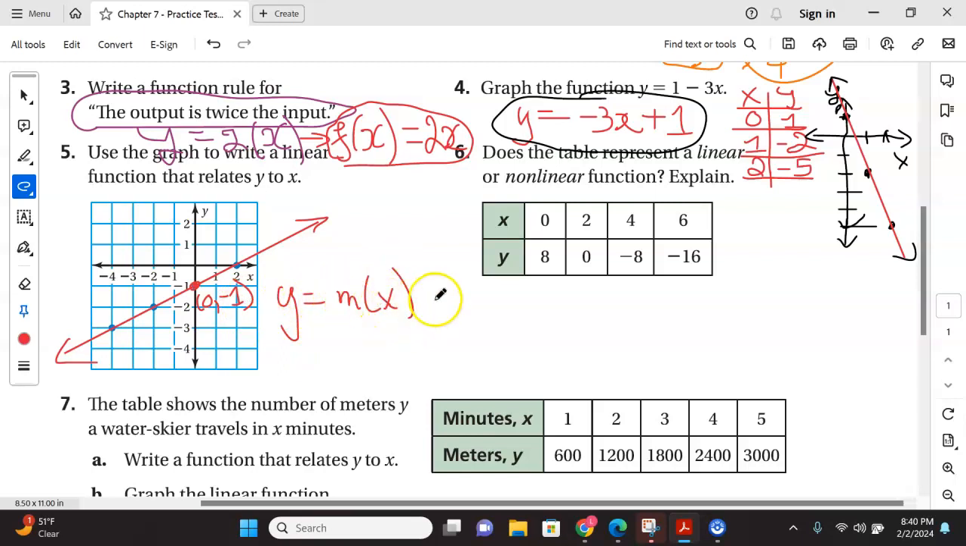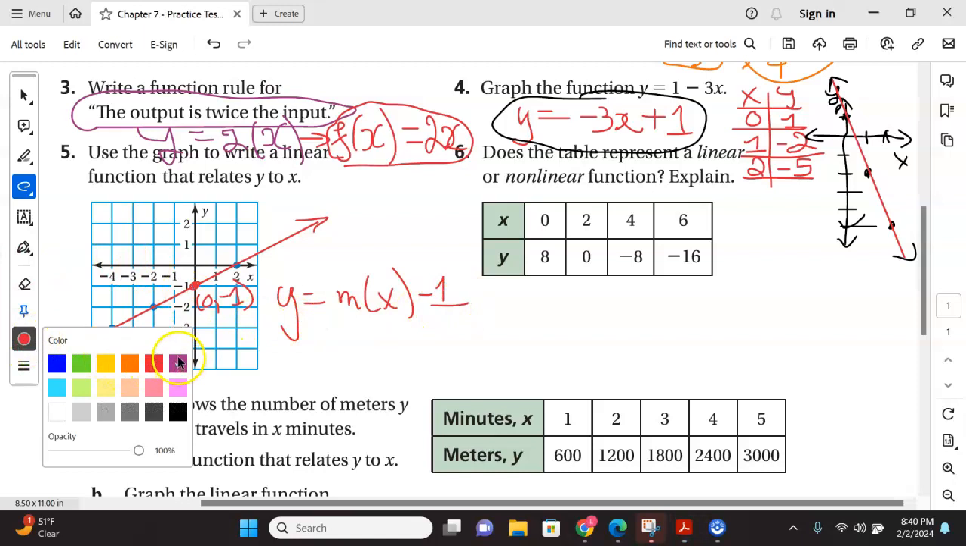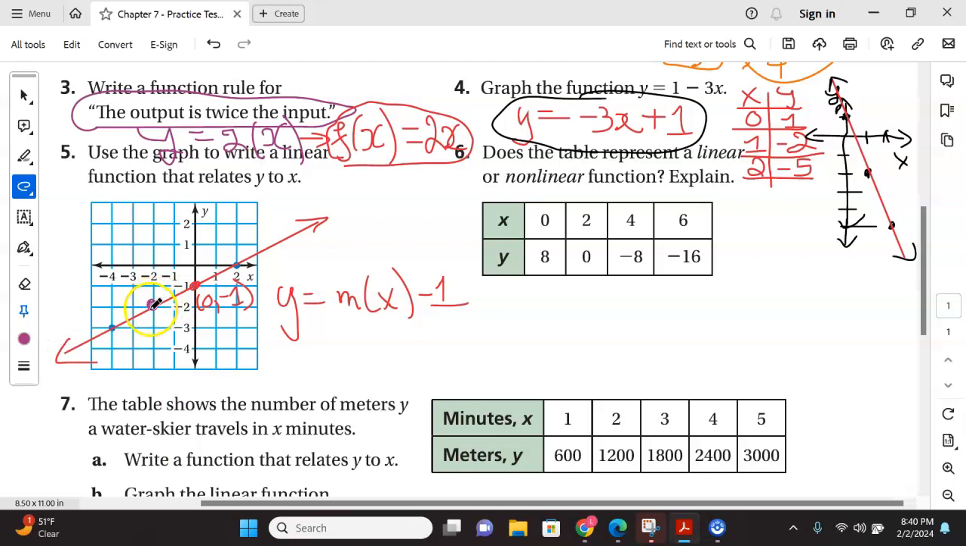So y equal mx plus b, and the b is negative 1. So I'm going to put the b in here first. And then I'm going to go back to my graph. I'm going to pick 2 points on the line. I'm going to pick this point and this point. From this point to this point, I'm going to have to rise 1 over 2, rise over run, up 1 over 2.